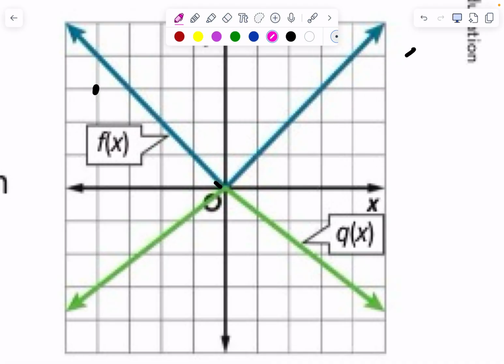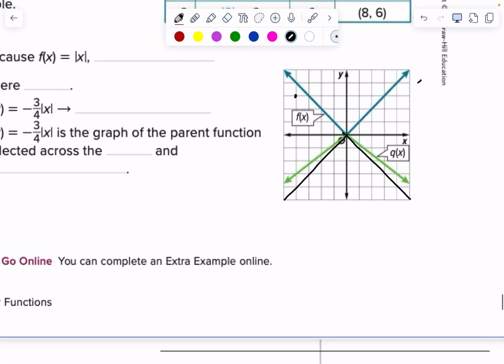But he is slightly fatter and shorter than what he was to begin with. If I just would have flipped him down, he would look like this. So he is slightly wider and shorter. That's what the 3/4 does. All right, let's keep on going.